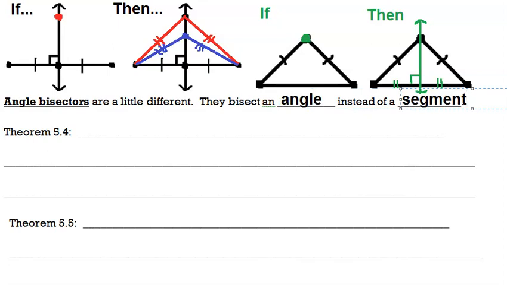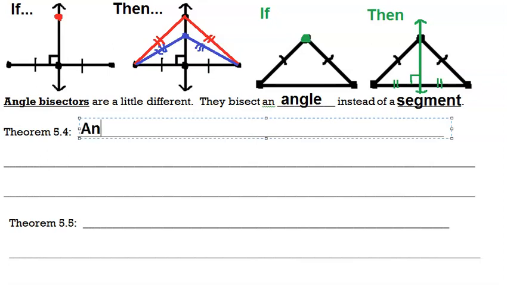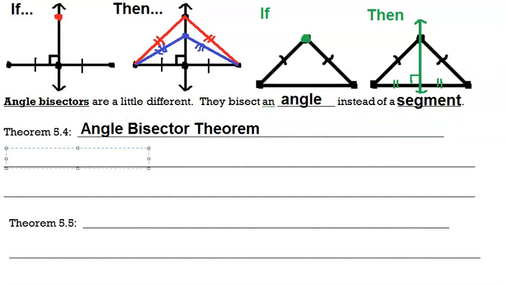Okay, so again, in the last chapter, we did a lot of proofs that involved statements that said this segment bisects this angle. So we have some experience with this one. So let's see where this takes us. If we're going to have a theorem about angle bisectors, we should probably call it the angle bisector theorem.